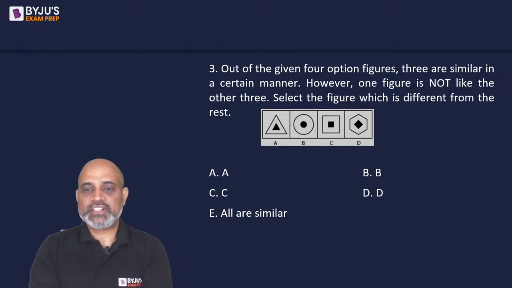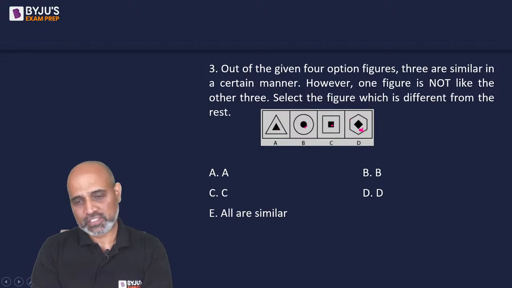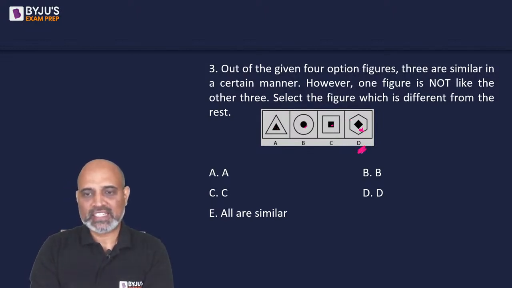So in this you will find triangle inside triangle and the inner triangle is shaded, circle inside circle and the inner circle is shaded, square inside the square and the inner square is shaded. In the last one we have a regular hexagon. Inside it we are supposed to have a regular hexagon, but we have a rhombus, right? Or a square which is tilted 45 degrees. So D is the odd one out.